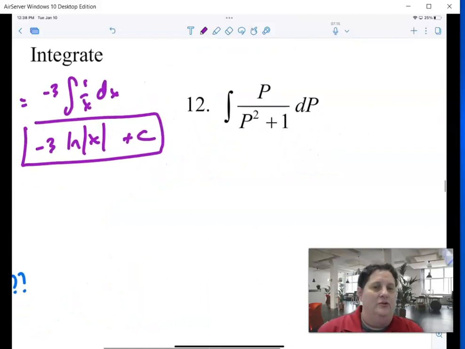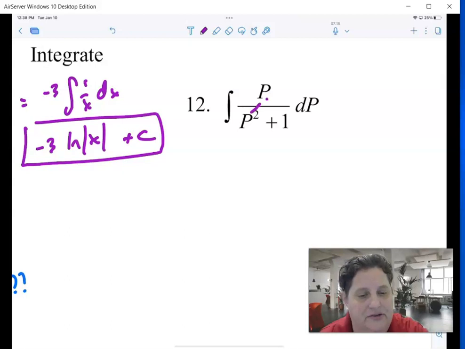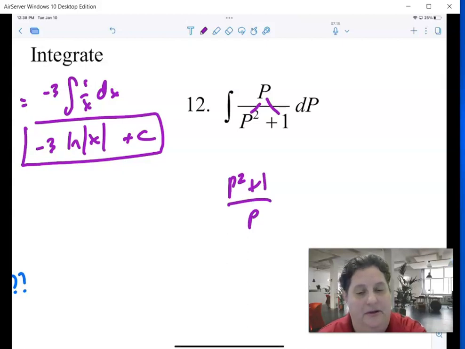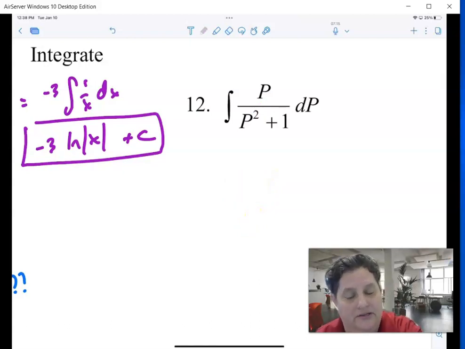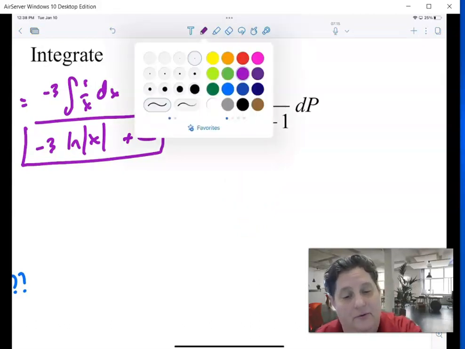Okay, this looks like a U substitution problem. I can't split up the fraction, you guys, because there's 2 things on the bottom, 1 on the top. If it was that, I would split it up for sure. But this one is different because it's got 2 terms on the bottom, 1 on the top. So I can't split it up. This is actually a U sub problem.